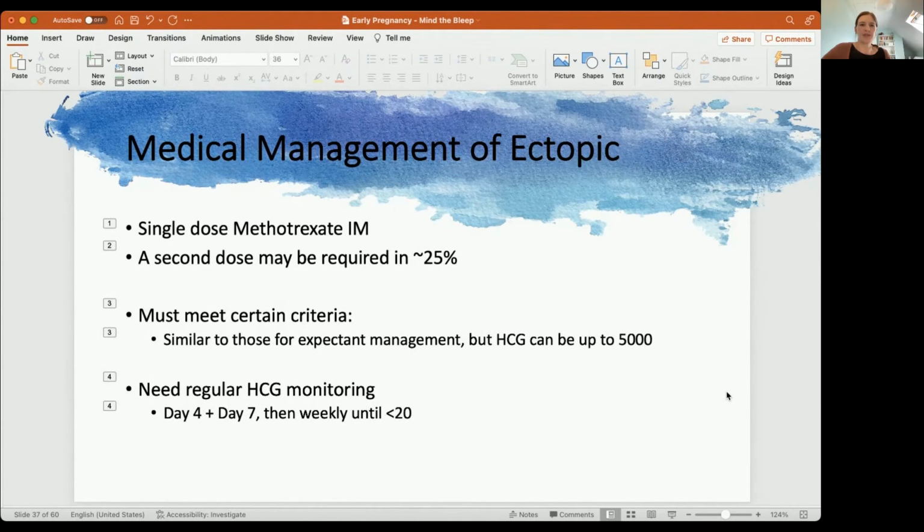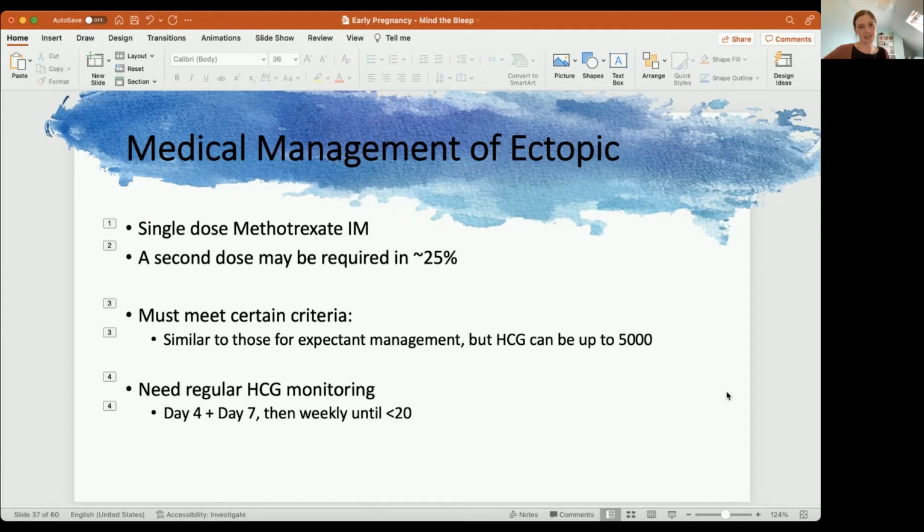The medical management of ectopic. Medical management is essentially a single dose of methotrexate IM, which is adjusted for the patient's body mass. About 25% might need a second dose after a week if the bloods are not improving as we would hope. Again, they must meet certain criteria. It's pretty much all the same as for the expectant management, but the HCG just has to be less than 5,000 rather than less than 1,500.